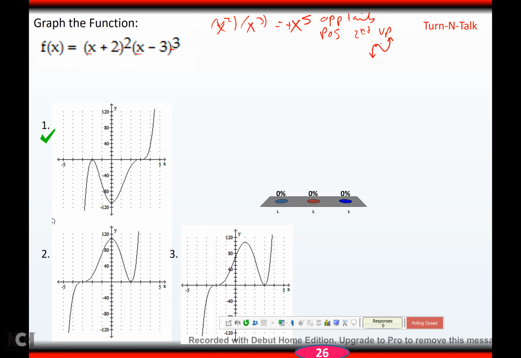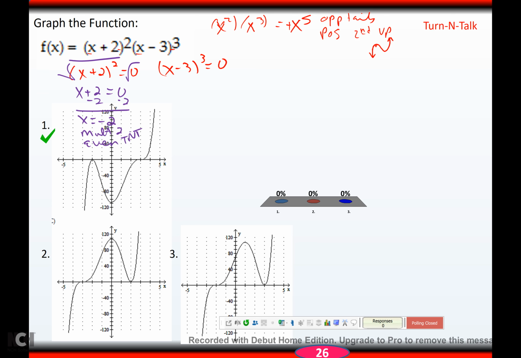Alright, so this says, if I do my factors, x plus 2 squared equals 0, x minus 3 cubed equals 0, square root, x plus 2 equals 0, minus 2 minus 2, x equals negative 2. Multiplicity 2, which is even, so it's going to touch and turn. And you can see at negative 2, it touches and turns.